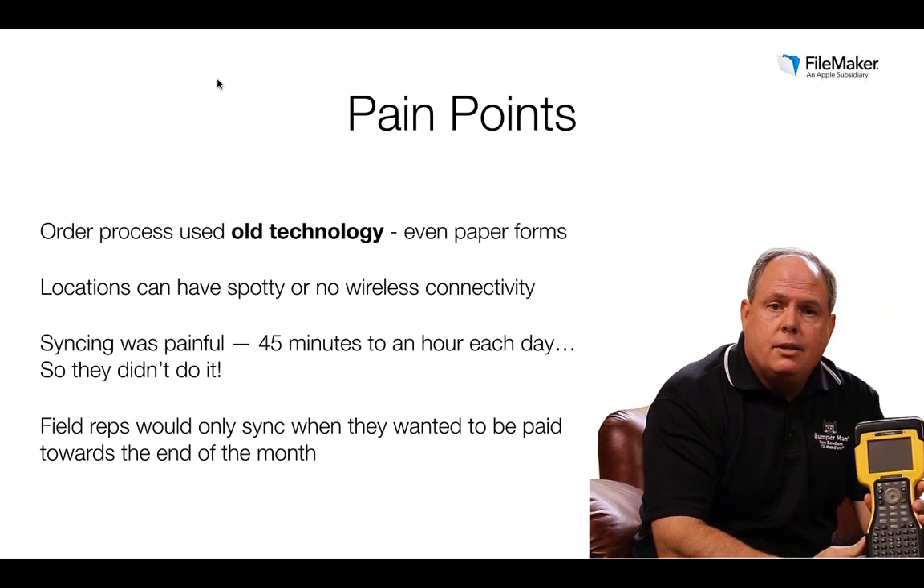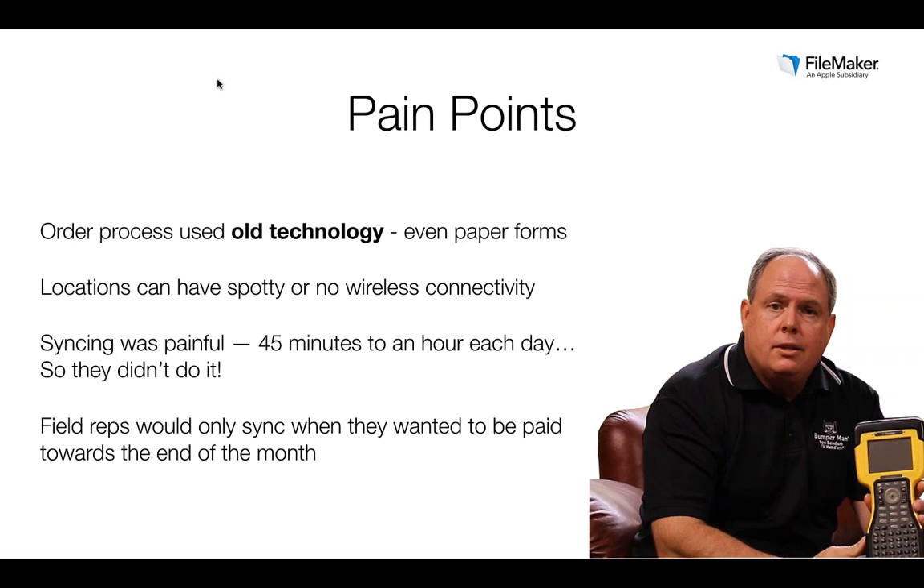And then there was a sync with this device. They'd go back to the home office or their home, and they would try to sync this. And sometimes the sync would work, sometimes it wouldn't. And the sync was so painful that the field teams didn't want to do it. So part of a custom app is to remove friction points. I can't overemphasize that enough. A custom app is to remove friction points in your organization. A friction point prevented these folks from syncing every day. So they'd only sync in the middle of the month or at the end of the month, basically when they wanted to be paid or when there was a deadline.